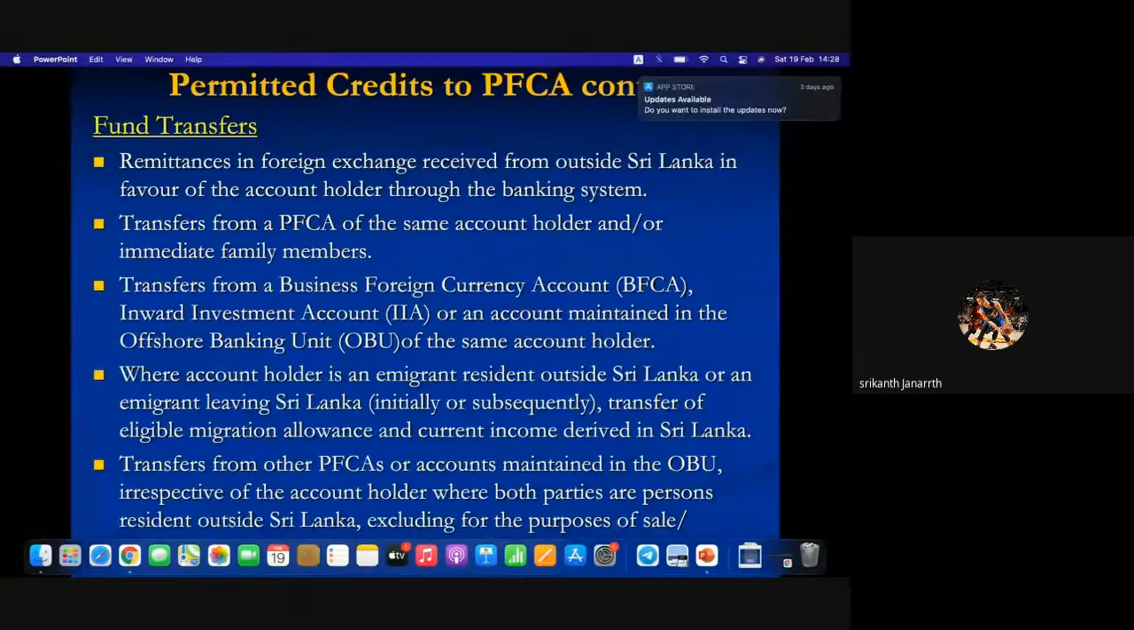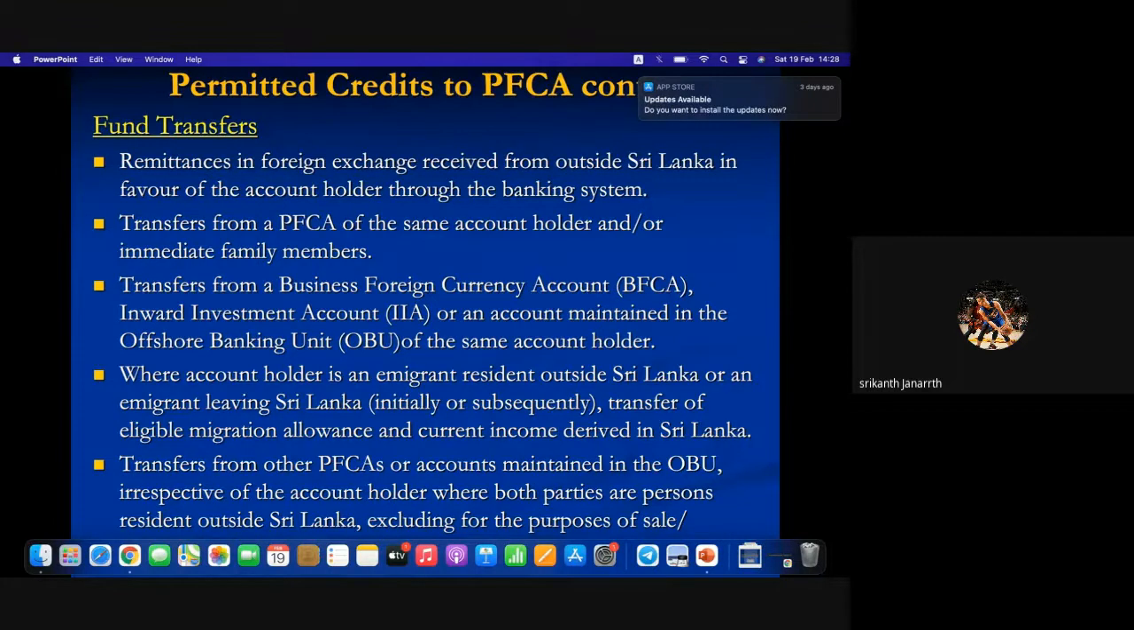So try to understand each credit. Remittance in foreign exchange received from outside Sri Lanka. So any money coming through the banking channel as inward remittances to the PFC account holder is a credit. That is one of the permitted credits. Take an example, you have opened a PFC account. Your brother who is in Canada, or your father working in the Middle East, or your sister working in the UK can send some money to you. Those are inward remittances. Those are permitted credits to your PFC account. You are getting money through the banking channel, right? You call it inward remittance.